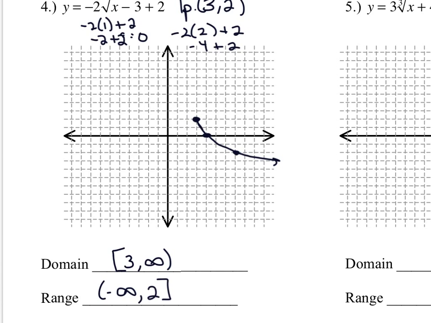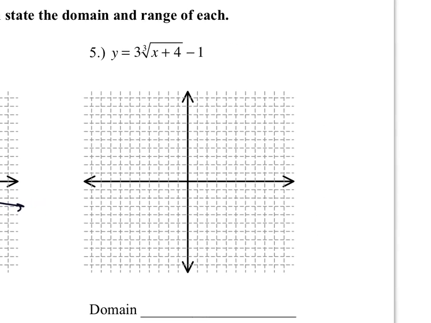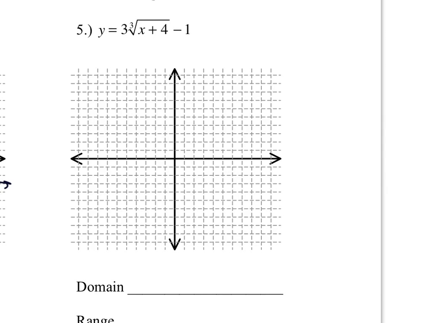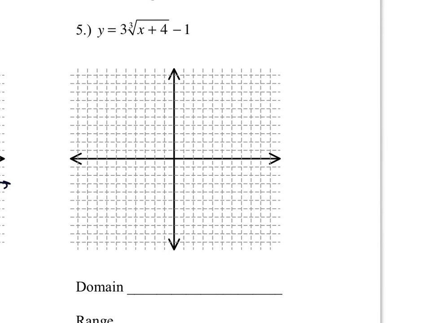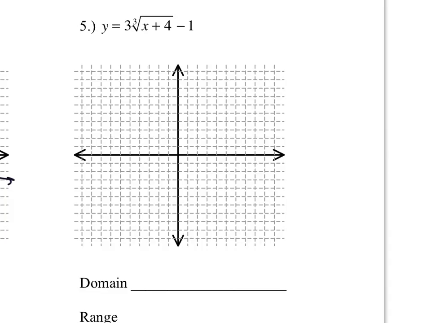For number 5, we have a cube root in this one, so I want to choose values that are perfect cubes after I plug them into the x value. But we can at least find the locator point. The locator point on this one, that point of inflection, would be negative 4, comma negative 1.